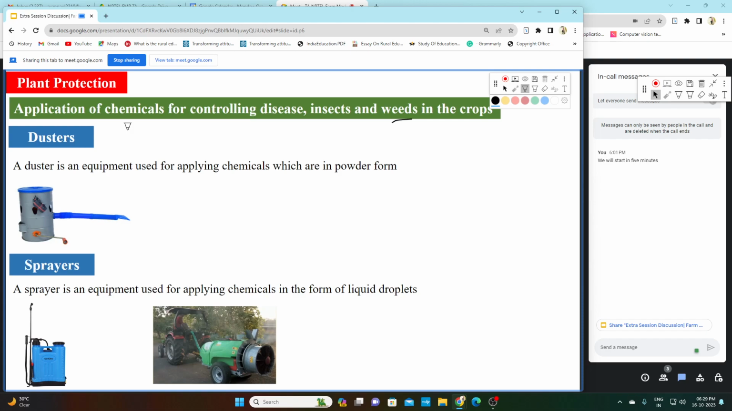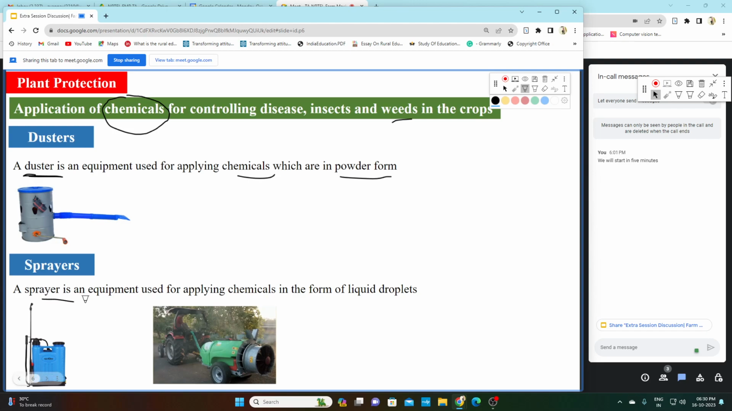Now how will we do this plant protection? There are two important implements that we use for this plant protection task. One is the duster and another is the sprayer. Whenever we are talking about chemicals, these chemicals can be in the form of powder, and they can also be in the form of liquid droplets. When we are applying these chemicals in the form of powder, that equipment is known as a duster. So that is duster.